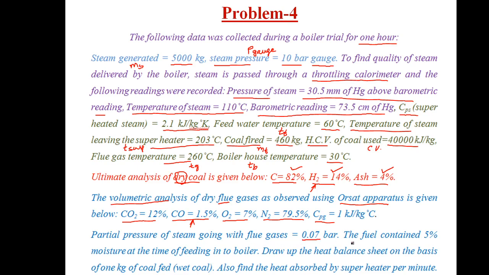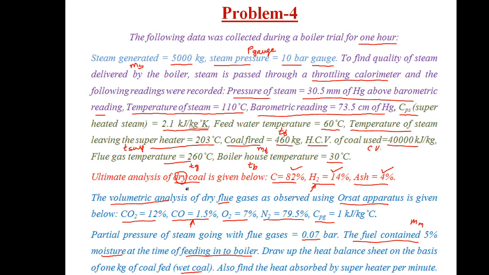The fuel contained 5% of moisture at the time of feeding into the boiler. So the fuel also contains some moisture, that is 5% by mass. Draw the heat balance sheet on the basis of 1 kg of coal, wet coal.